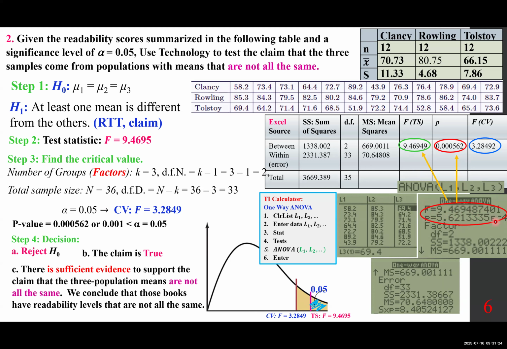What else does it give you, just in case? SS and MS for the between. SS and MS for the within also are here. So it gives you pretty much everything that has been calculated there, with the exception of the critical value. It doesn't give you the critical value.